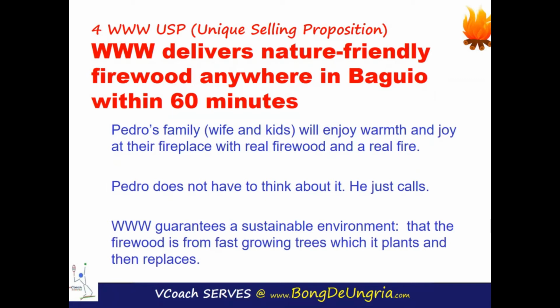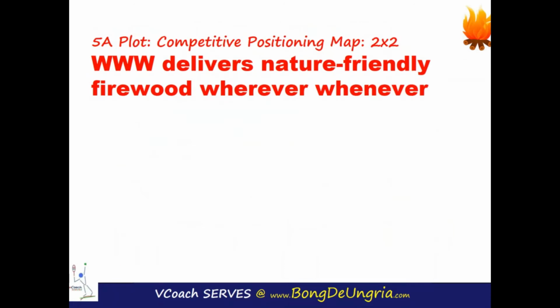Furthermore, the USP of the company contains a guarantee that the product promotes a sustainable environment. The firewood is from fast growing trees, which it plants itself and then replaces. So, with this unique selling proposition, you would want to find out how your company and your product is competitively positioned. The first plot of the positioning is a 2 by 2 matrix.